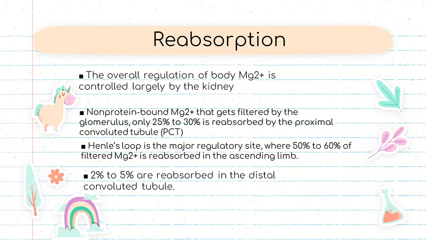The overall regulation of magnesium is controlled largely by the kidney, which can reabsorb magnesium in deficiency states or readily excrete excess magnesium in overload states. Of the non-protein bound magnesium that gets filtered by the glomerulus, only 25% to 30% is reabsorbed by the proximal convoluted tubule. Henle's loop is the major renal regulatory site, where 50% to 60% of filtered magnesium is reabsorbed in the ascending limb. In addition, 2% to 5% is reabsorbed in the distal convoluted tubule.